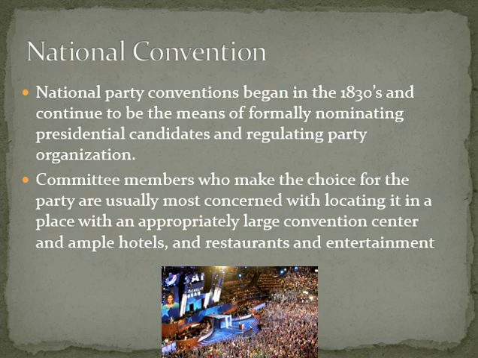After the primary, you have the national convention, and this is where the presidential candidate for a particular party is announced. National conventions began in the 1830s and continue to be the main means for formally nominating a presidential candidate. Committee members make the choice for the party. The important thing they look for when choosing a location for the national convention is just a place that's convenient, a place with a large convention center, hotels, restaurants, and entertainment. Important to know that, because that's a part of a test question as well.